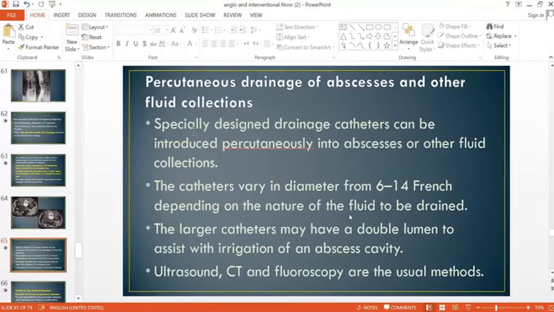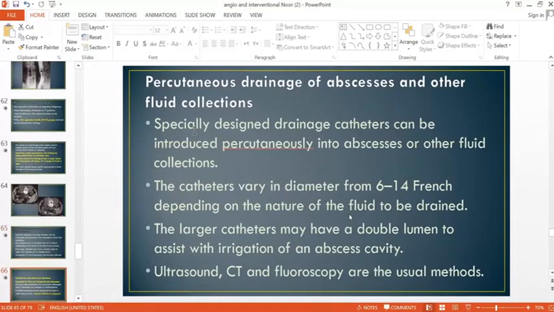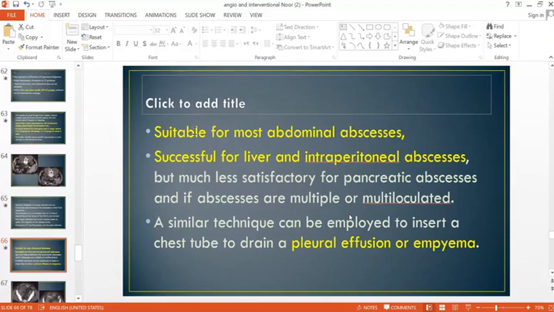Ultrasound, CT, and fluoroscopy are the usual methods used to follow the procedure and to help introduce the catheter. This technique is suitable for most abdominal abscesses. It is successful for liver and intraperitoneal abscesses, but much less satisfactory for pancreatic abscesses, and if the abscesses are multiple or multiloculated, because then we cannot access the entire abscess cavities.